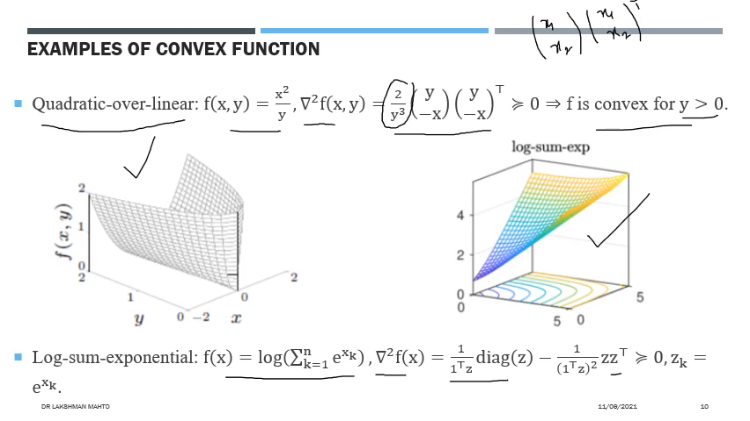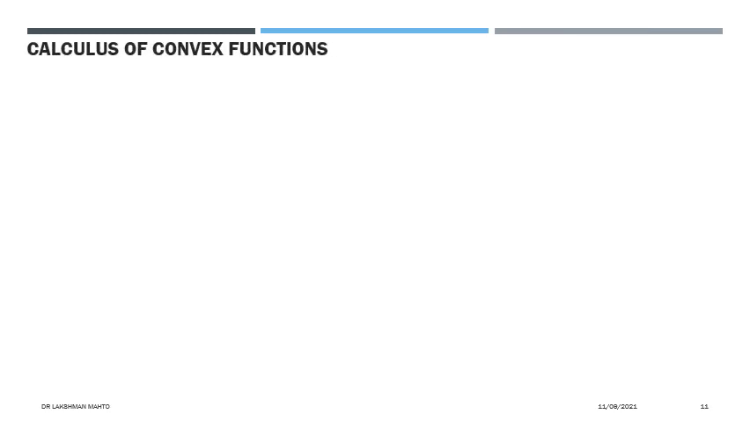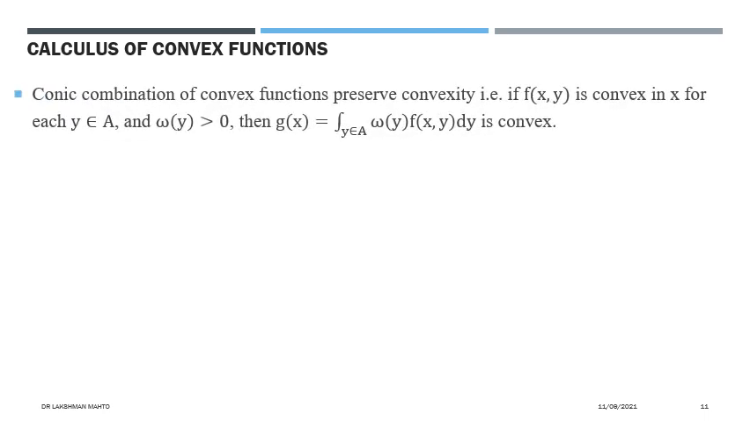It is already over 45 minutes. The other things we will cover in the next class. Just one part I will cover here, the very simplest part: the calculus of convex functions. It says that if you take any two convex functions and perform a conic combination of them, then it preserves convexity.